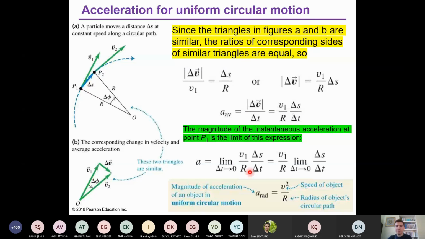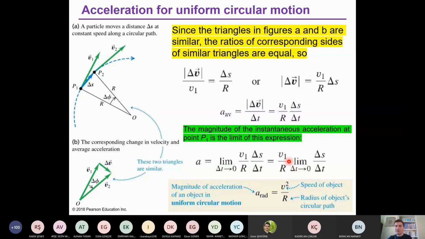So V1 is constant, right? It does not change, velocity does not change. R is constant, and then I can take them out, so I can calculate limit delta T goes to 0, delta S over delta T. So what is delta S over delta T? Look at delta S here. Delta S is displacement, right? Along the circular path, displacement over delta T. So what is this? This is velocity, right? So then here I have V1, here I have another V. So V1 times V.